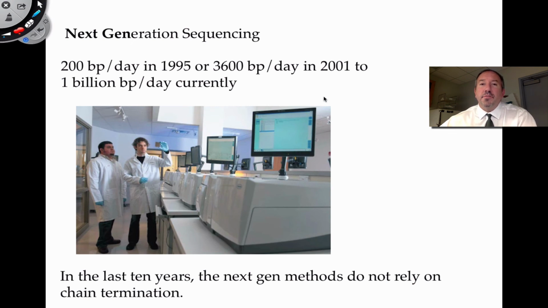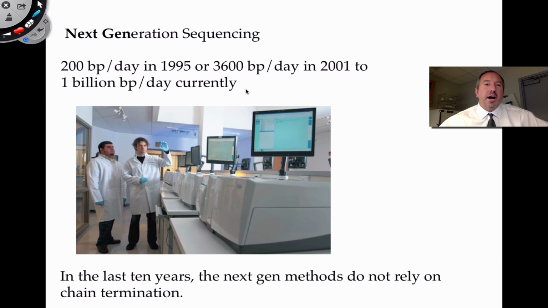Now let's talk briefly about next generation sequencing. Sometimes it's referred to as next gen. It's kind of hip. There's a couple of different ways of doing this. I'm just going to briefly discuss one or two ways, just to give you an idea of what we're talking about in terms of speed and power of next generation sequencing.